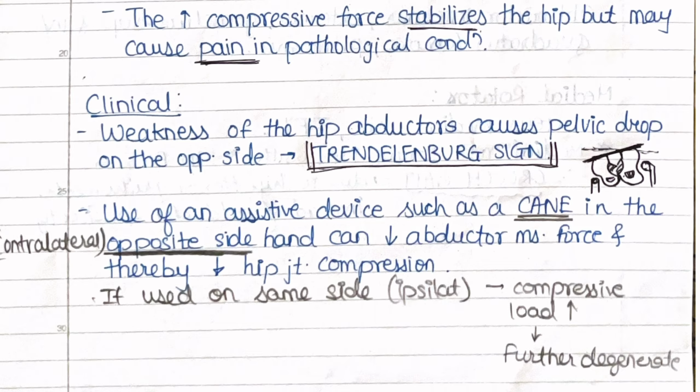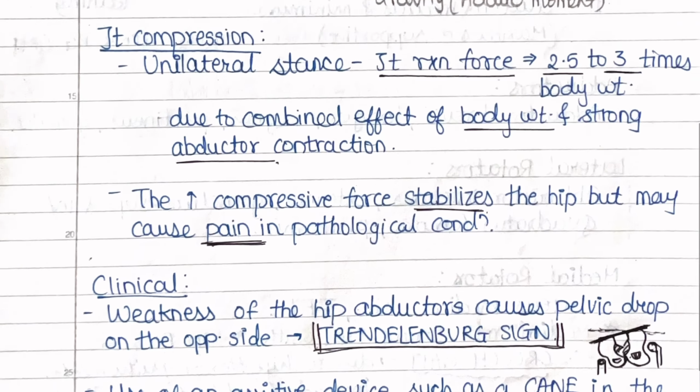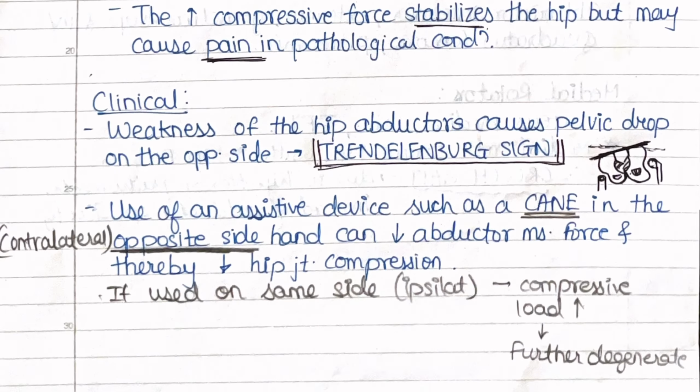So when there is a weakness in hip abductor, it causes pelvic drop. As we know that hip abductor contraction prevents the pelvic drop, but if hip abductors are weak, it cannot prevent the pelvic drop. And as we can see in this diagram, this is the pelvis and hip abductors are weak, so it creates a pelvic drop, and such kind of gait is known as Trendelenburg sign.